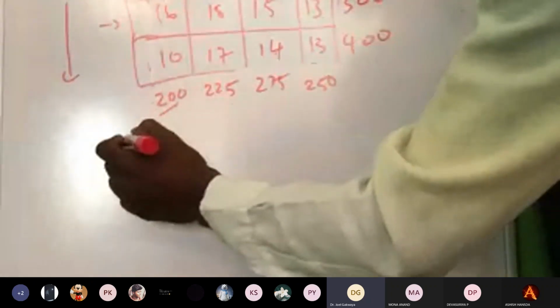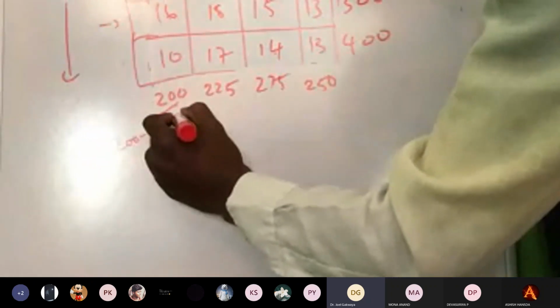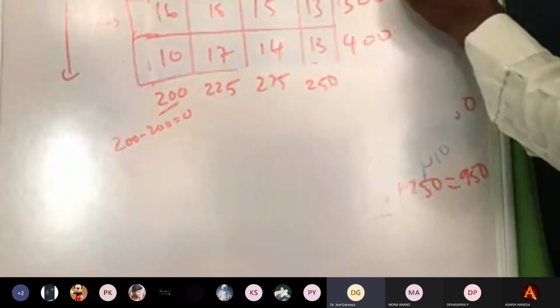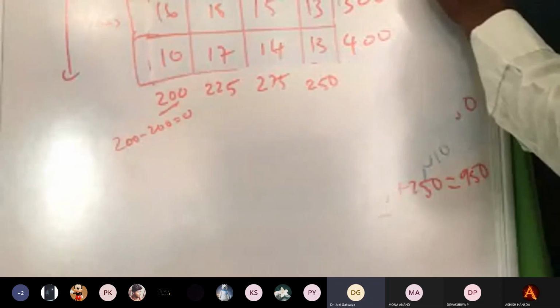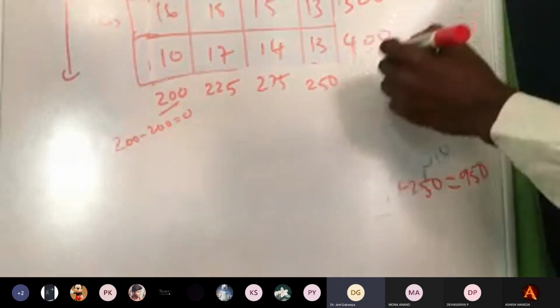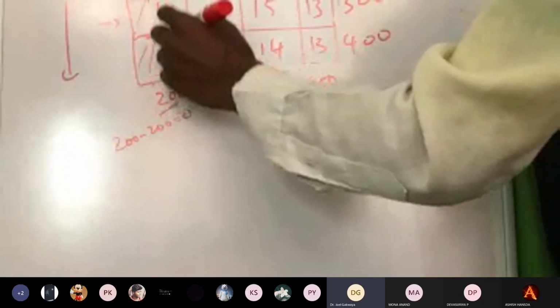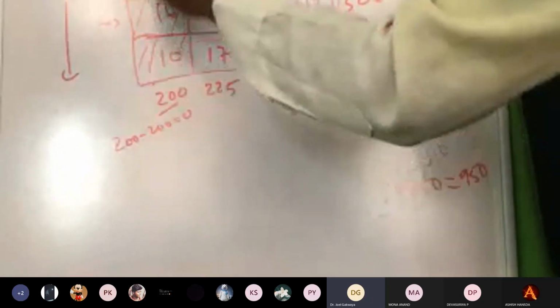You are going to take 200 minus 200, which is equal to 0, right? And here you are going to take 250 minus 200. The value is 50. Okay, and then you nullify this one. This is gone. This is gone.